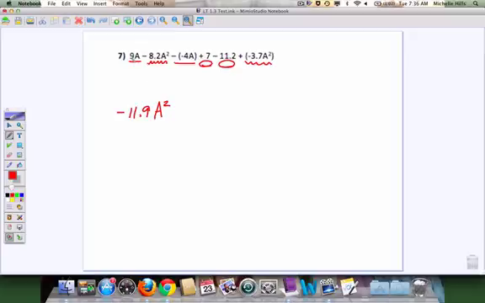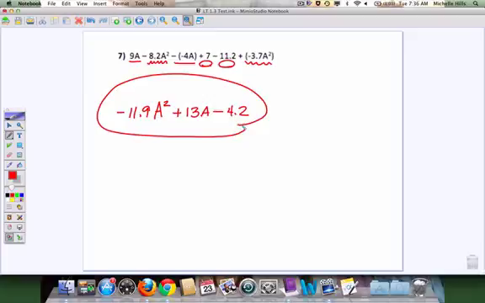And then 9 minus negative 4 is the coefficients of my a's. That's a positive 13, so plus 13a. And my constants, I'd punch in positive 7 minus 11.2, I'd get negative, so minus 4.2. That's all you have to show, and you are done with those problems.